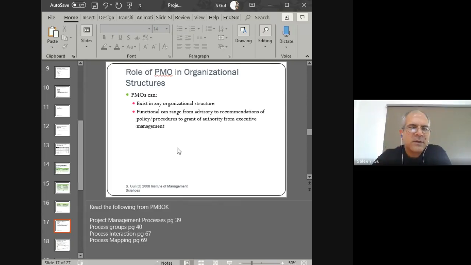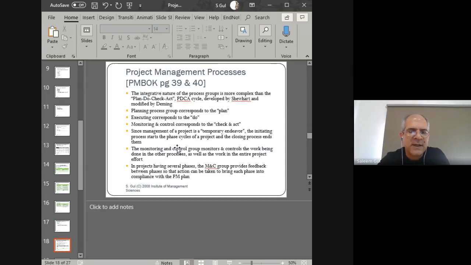Now, what is the role of the PMO in the organizational structure, right? So the PMO basically drives the organizational structure. The PMO is going to tell you whether to do the project in a functional setup, in a balanced matrix setup, or in a projectized setup, right? So the PMO drives it, and then the PMO helps you to put people into that organizational structure. It helps you in negotiating the different type of people that you want to have as part of your project. Right? So the PMO is quite integral in that sense.